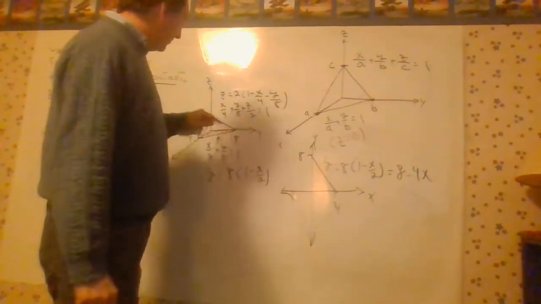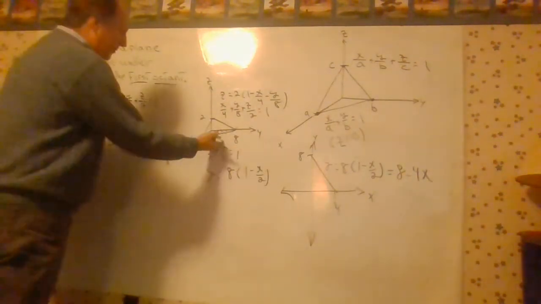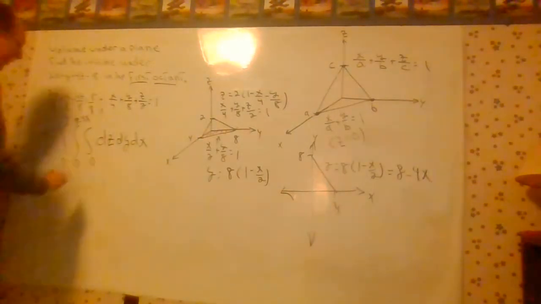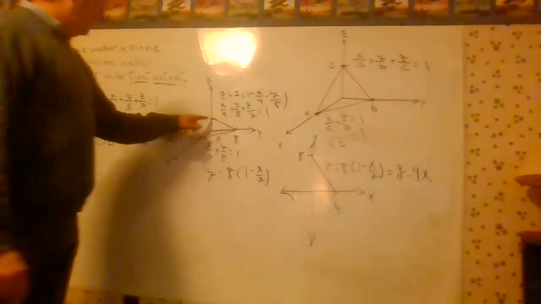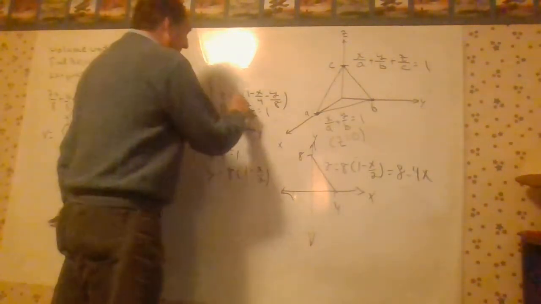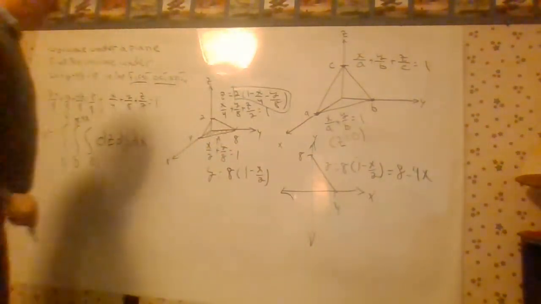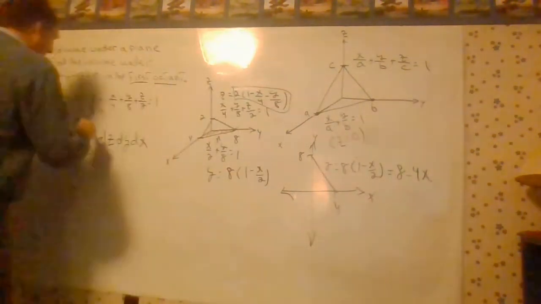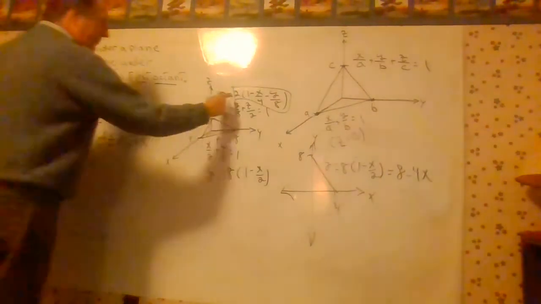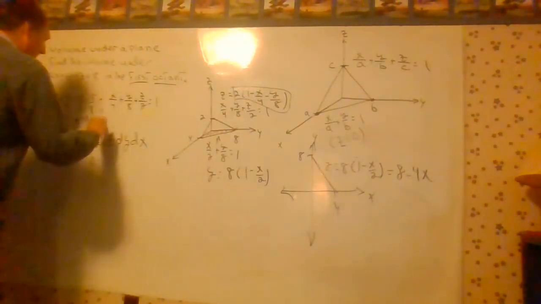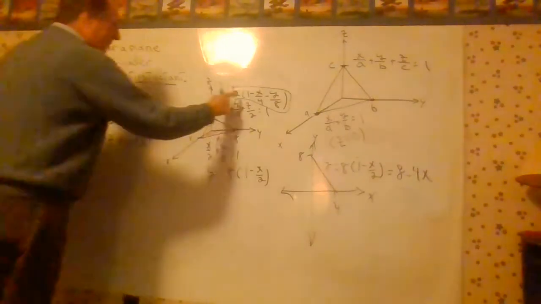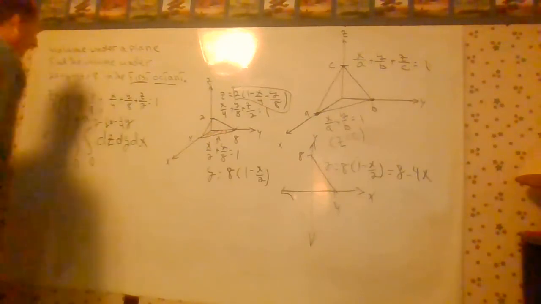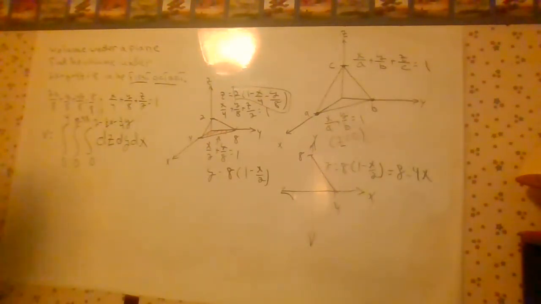Okay, so we integrated over the triangle. Now z has to go from the lower surface to the upper surface. The lower surface is z equals 0. The upper surface is simply this plane right here. And so I'm going to multiply this out to simplify a little bit. 2 times 1 is 2. 2 times x over 4 is a half x. 2 times y over 8 is a quarter y. And that's our volume integral.